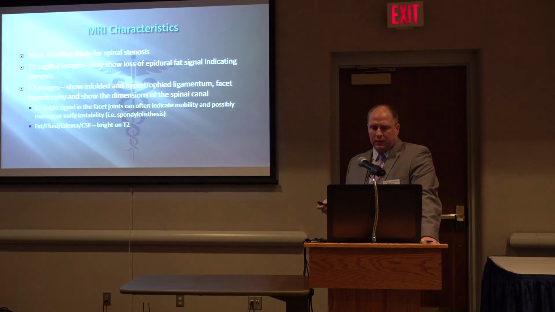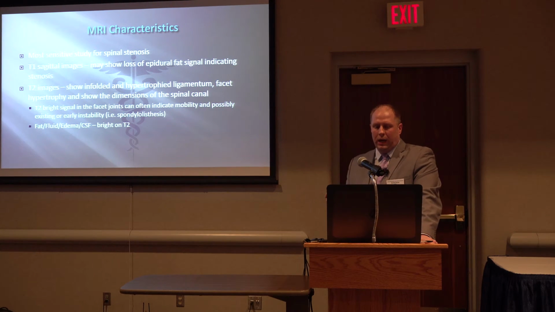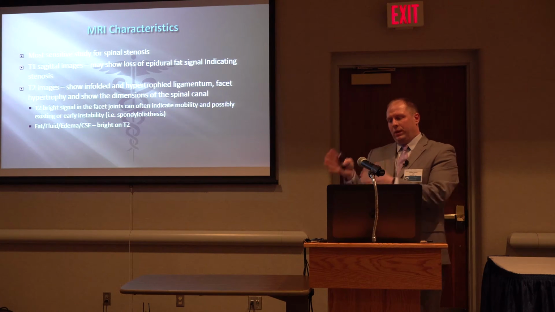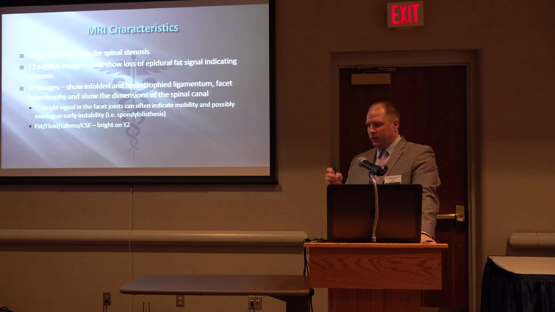So MRI, like I said, is the most sensitive study for spinal stenosis. Typically, I like to look at T2 images. So when you look at an MRI, there's going to be T1 and T2 images. And I like to bring a sagittal cut up, as I'll show you in a second, right next to an axial cut, put lines on them so I know where I'm at, and know exactly what level I'm looking at, which side I'm looking at.